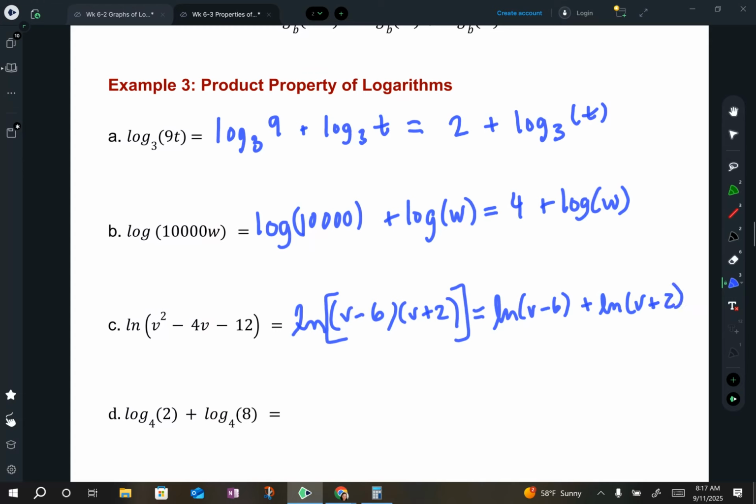And we don't have to always use the property from left to right. So let me just zoom out a teeny bit here.